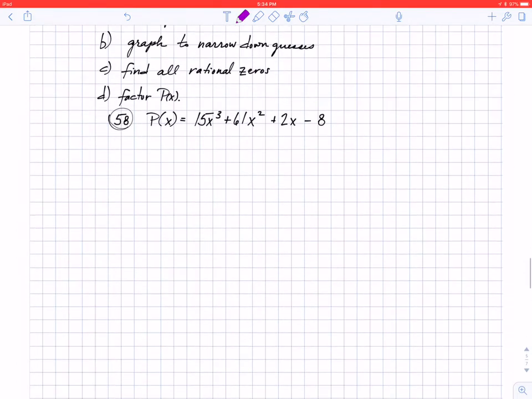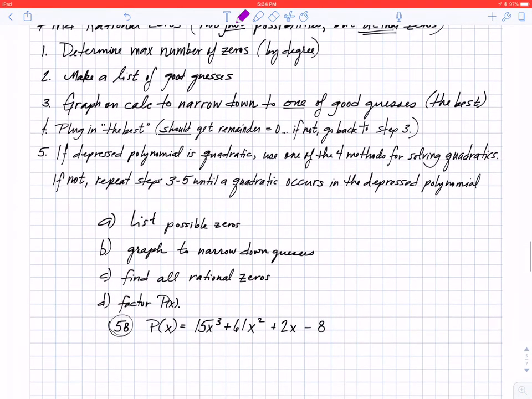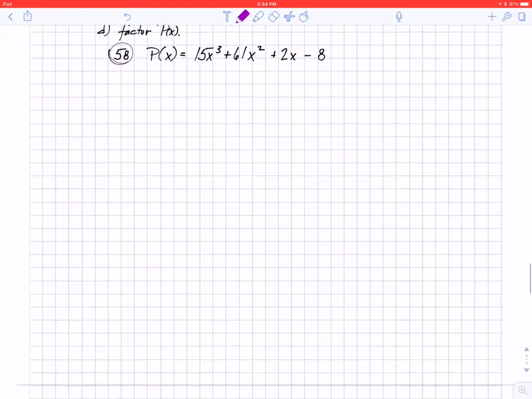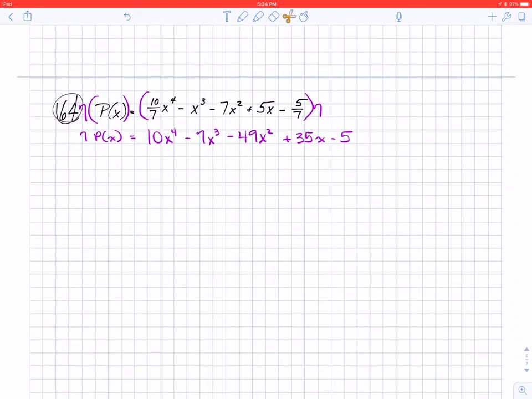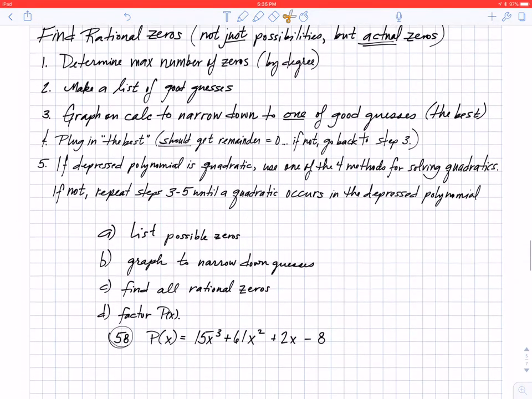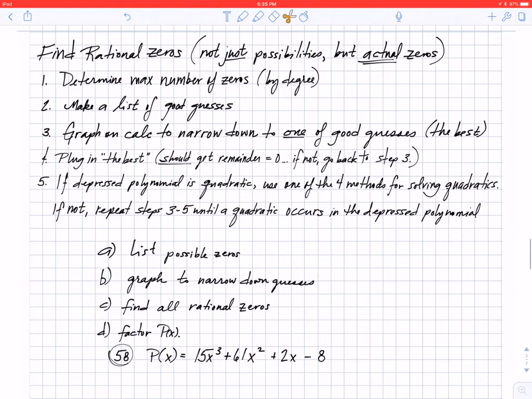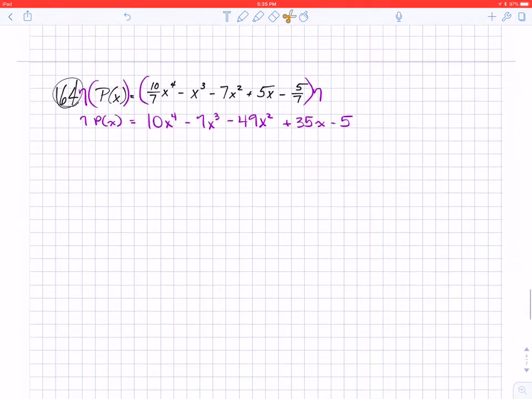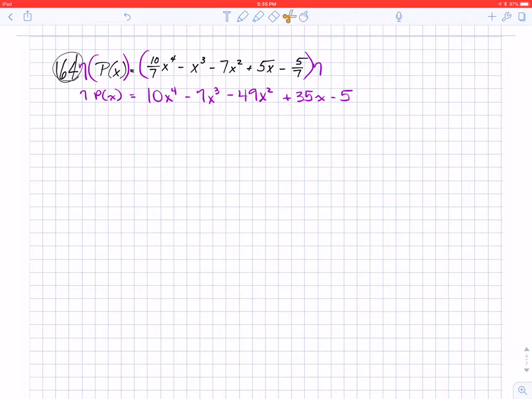So number one in our list says that we should figure out how many zeros we're going to be looking for. Since the degree is, yep, you guessed it, 4, we are looking for 4 zeros. Number two on our list says let's make a list of good guesses. So it's definitely easier to work with the one that doesn't have the fractions in it. So let's work with that second one.